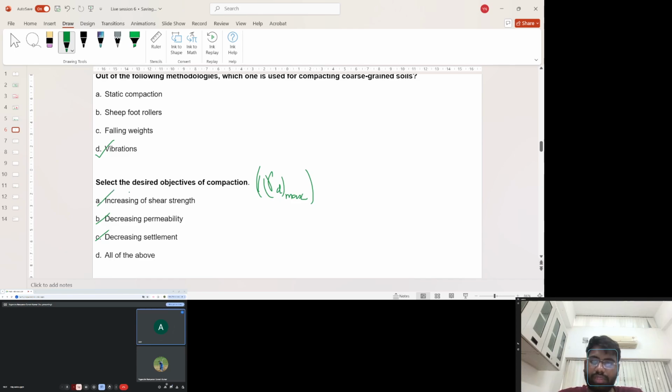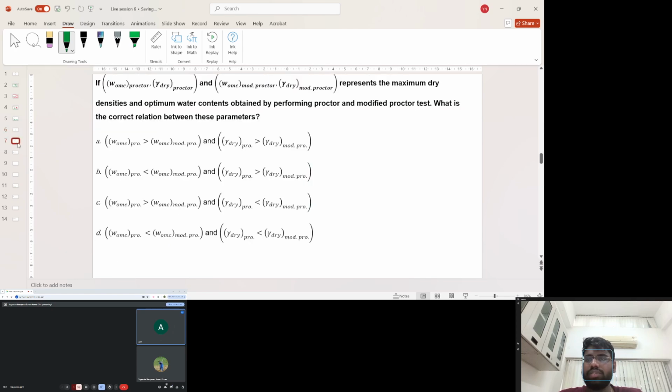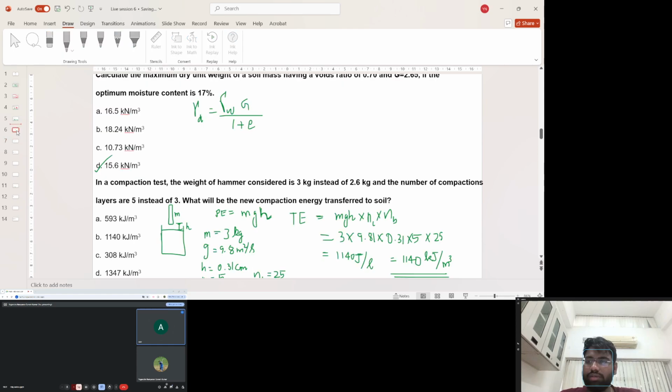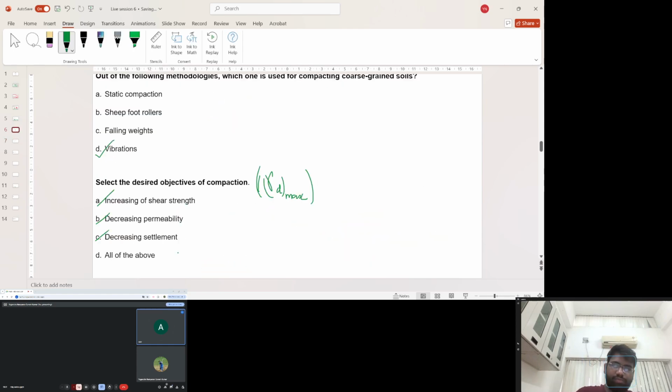So these are the objectives of compaction. Sir, excuse me, decreasing the settlement means it is immediate settlement only, right, sir? Yeah. Prolonged settlement does not depend on compaction. Yes, sir. That is consolidation, time dependent settlement. Also, as far as compaction is considered, it is only removal of air voids, so obviously it will be immediate settlement.